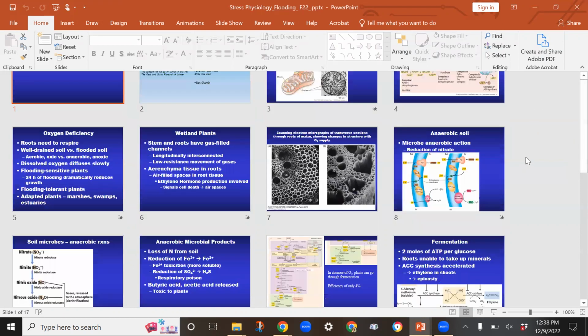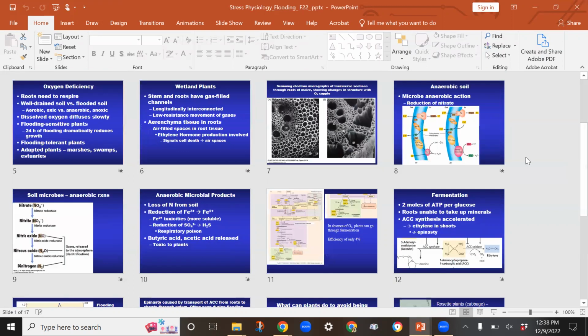And then you also have microbes in the soil. Some of the microbes in the soil that are anaerobic start to really build up in population, and they start doing all kinds of stuff that's not so good for the plant. So there's a little bit more going on with the flooding idea in terms of the associated microbes.